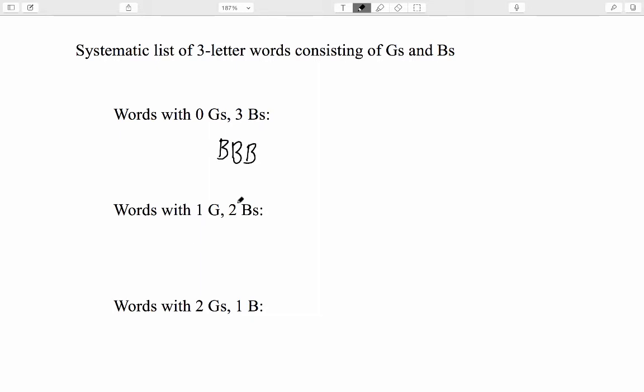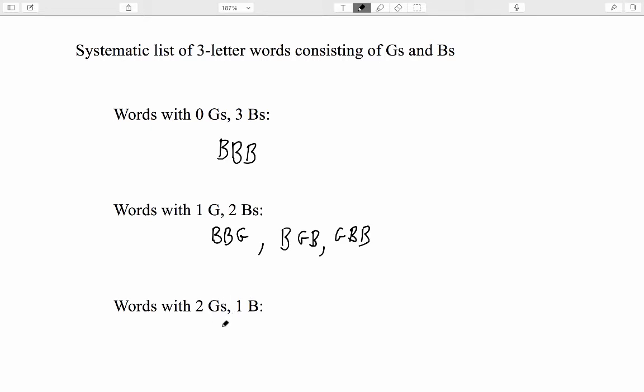All boys, BBB. Then we can list all the 3-letter words consisting of 2 B's and 1 G, so 1 girl and 2 boys in whatever order. There are 3 ways of doing this, and just to be systematic about it, we can write them in alphabetical order. Doing it that way makes sure that we capture all of them and we don't write any twice.